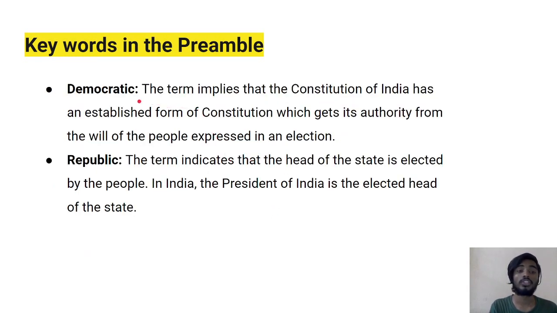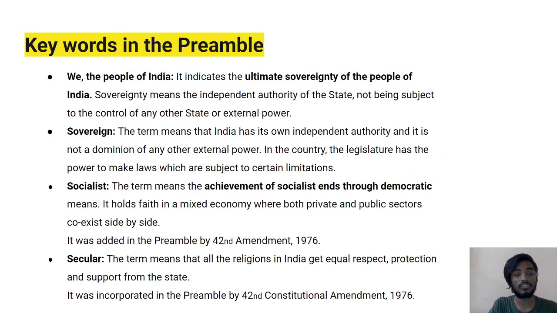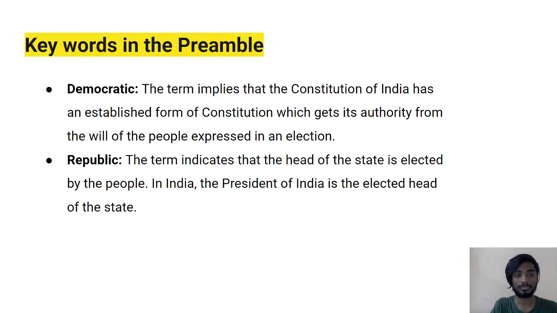And the other two key terms. Democratic: the term implies that the Constitution of India has an established form of government which gets its authority from the will of the people expressed in an election. So you all very well know that India is a democratic country. And republic: the term republic indicates that the head of the state is elected by the people. In India, the President is an elected head. He is elected by an electoral college. So these are the meanings of the key words which are there in the preamble.